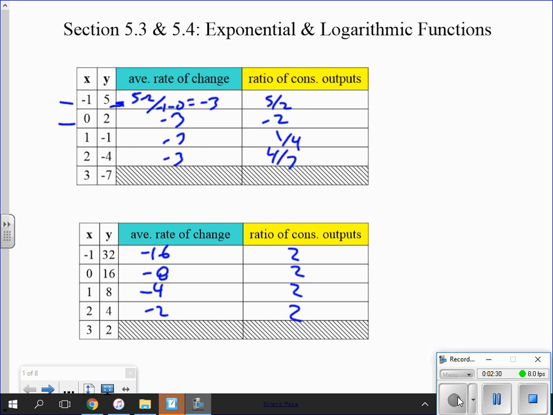The second one is an exponential function. When your ratio is a constant value, you have an exponential function. It does not grow straight. There are many more things in this world that are modeled by exponential behavior than they are by linear behavior. So exponentials are an important thing to be able to work with.